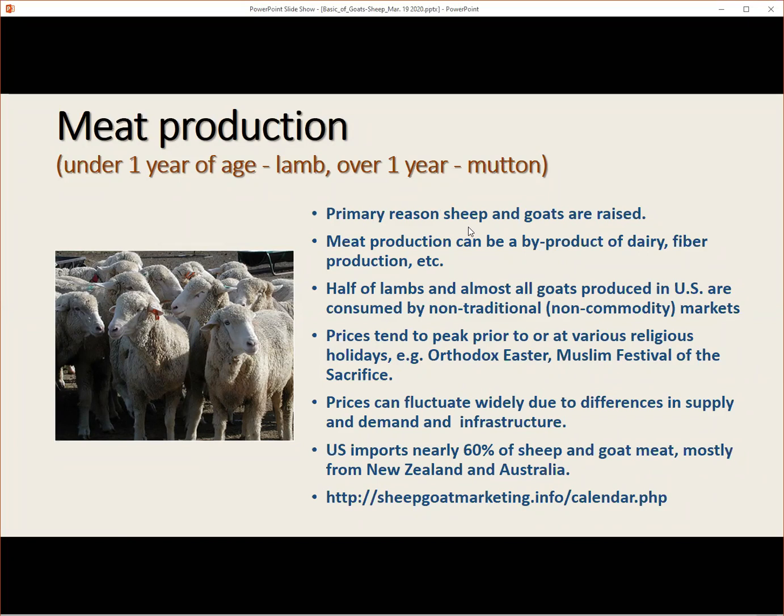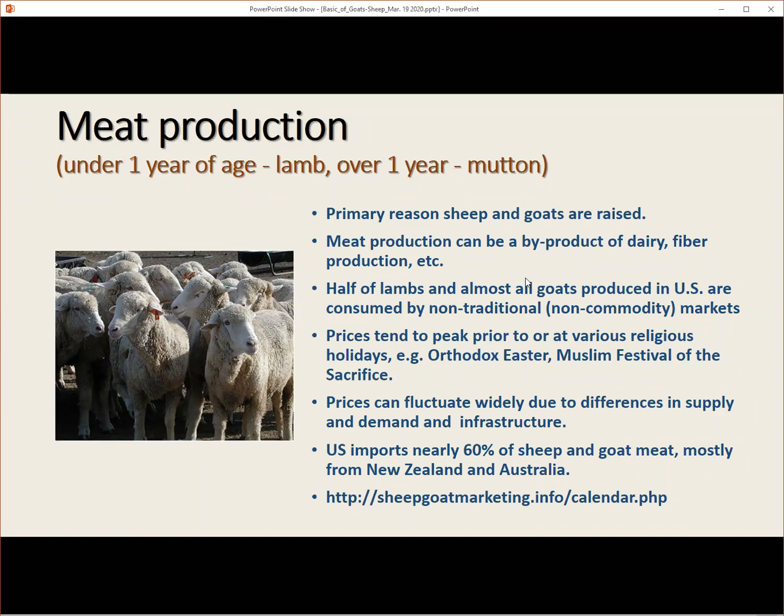The primary reason that sheep and goats are raised is because all of our animals are going to be reproducing, whether we have them for fleece or dairy or whatever purpose. And our females are going to be providing us with the young. And a lot of times those males are the excess. We don't need a lot of rams or bucks running around our flocks. And so that's where this meat production comes in, or the selling of live animals.